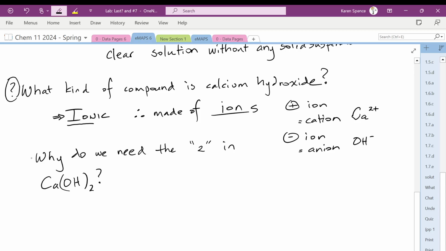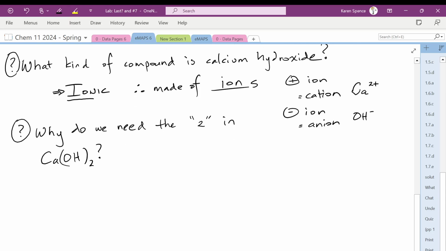Answer that to your partner. Why do we need the 2 in CaOH2? Just know that.